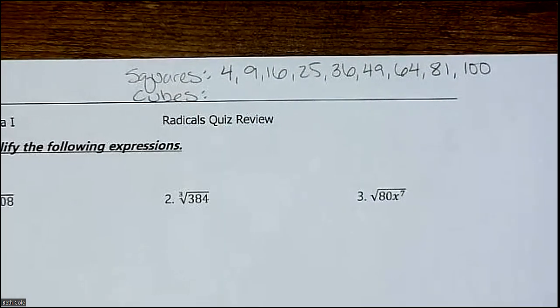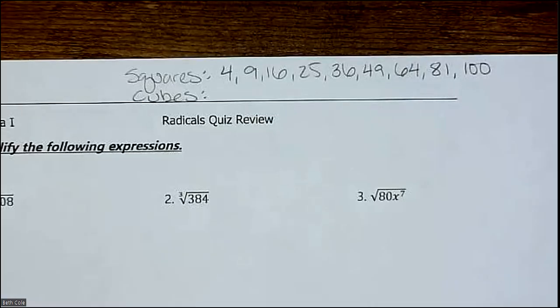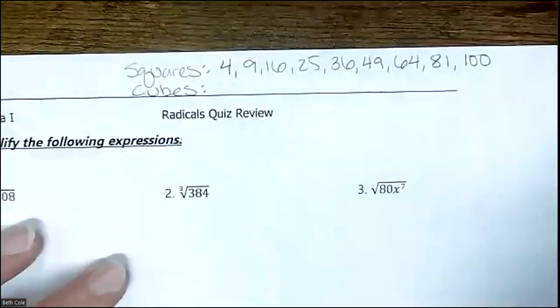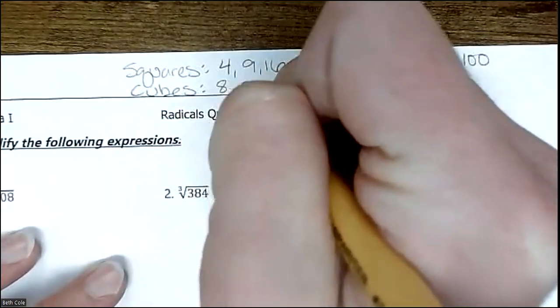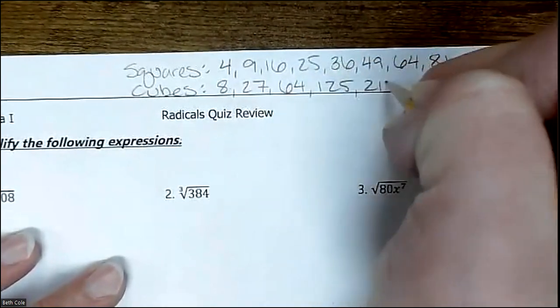All right. Now I'm going to share the screen again. Just watch. You can do the same thing to get the cubes. Two cubed. Do you see how that's eight? And then I can just go back and make it three cubed is 27 and four cubed is 64. Like you can make the calculator give them to you. So eight, 27, 64, 125, 216.